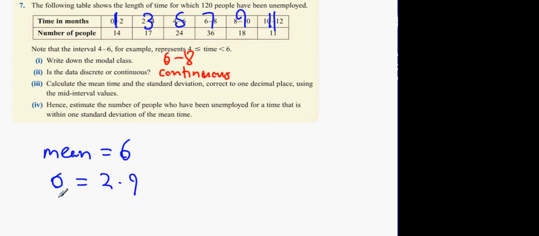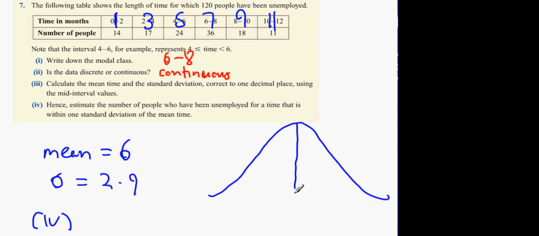Now, hence, estimate the number of people who have been unemployed for a time that is within one standard deviation of the mean time. Within one standard deviation means this: if the mean is 6 months, you can be one standard deviation below or above. That just means 68% of all people usually, because it's usually a symmetrical distribution.